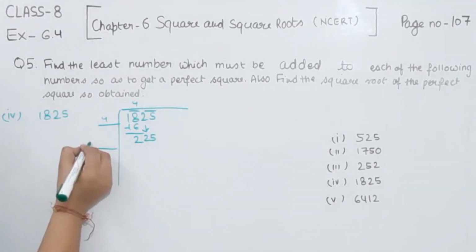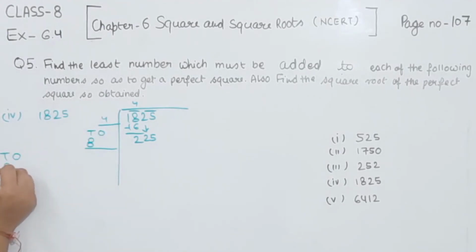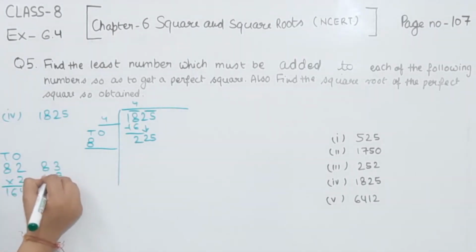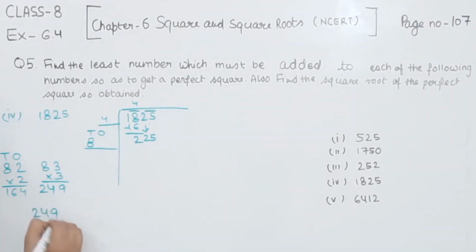Now we are going to take this pair downwards. Now we are going to double this one. This is 4 2s are 8. This is the tens place and we have to find the ones place here. So we are going to write here the number as 2. So I'm going to take 2, then 2 2s are 4 and 2 8s are 16. Now if I'm going to take 3, 3 3s are 9 and 3 8s are 24. So the number we are having here is 225 and we have to reach 249.